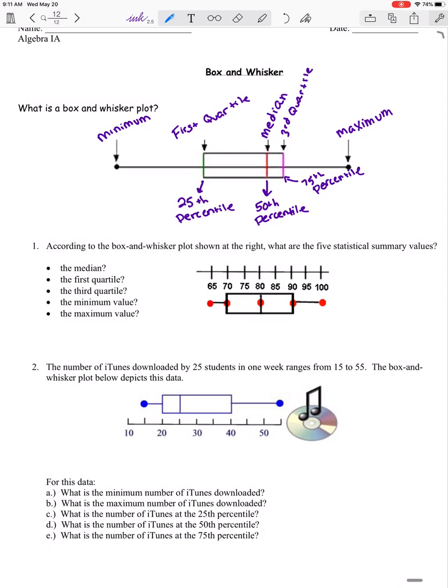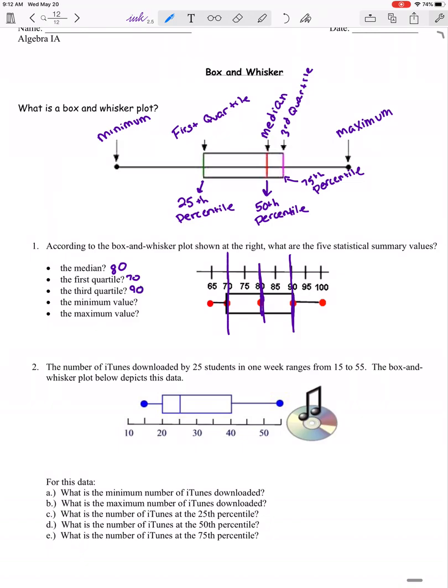If we take a look at number 1, according to the box and whisker plot shown at the right, what are 5 statistical summary values? The median. Remember, the median is the one that's going to be in the box here. So here's my median. So that would be 80. The first quartile. Remember, the first quartile is the first line that makes up my box. So that would be 70. The third quartile is the last line that makes up my box, and that's at 90.